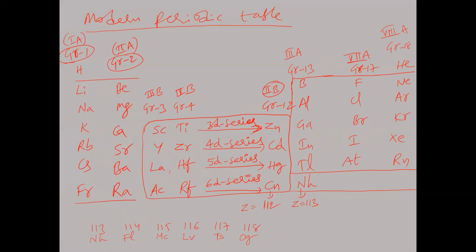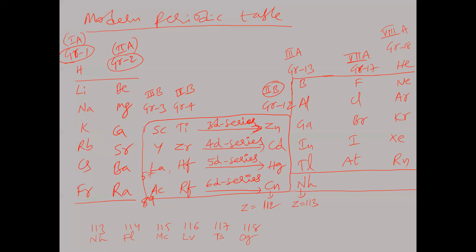And also the main point we have to remember is that lanthanum is a D block element. Lanthanum has atomic number 57, remember. And actinium has atomic number 89. So 89 for actinium and 57 for lanthanum, remember.